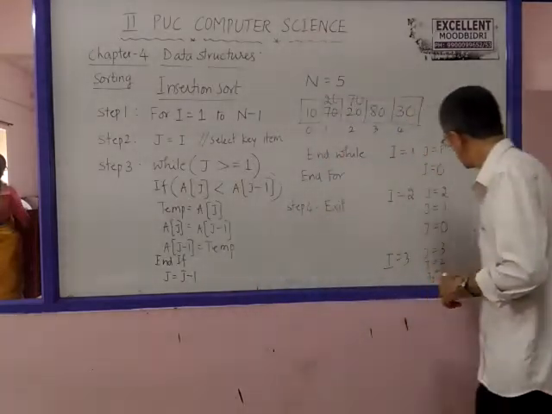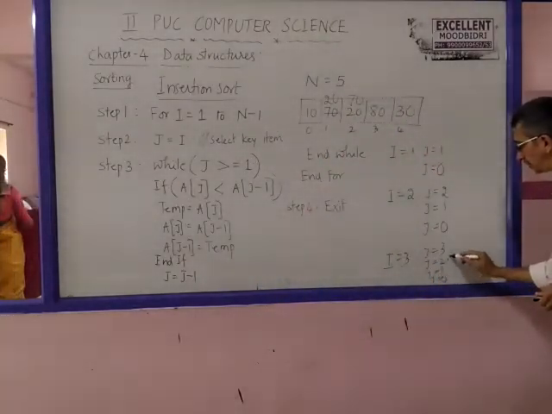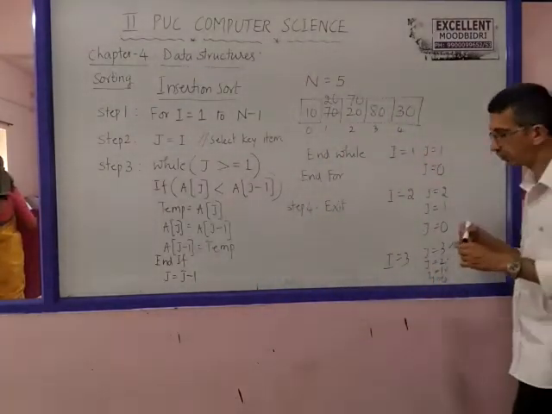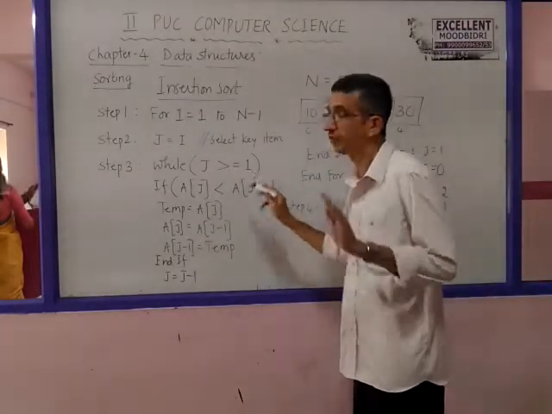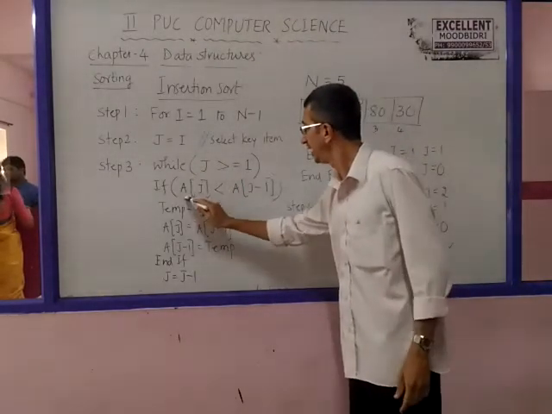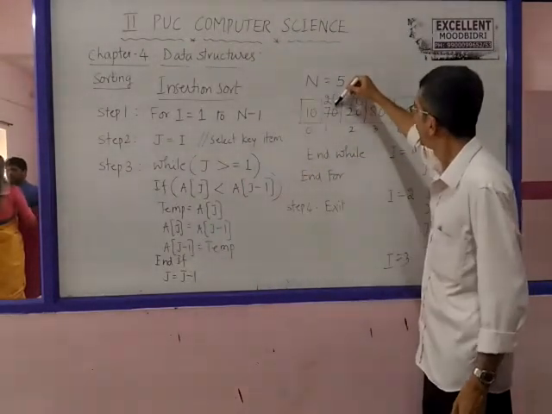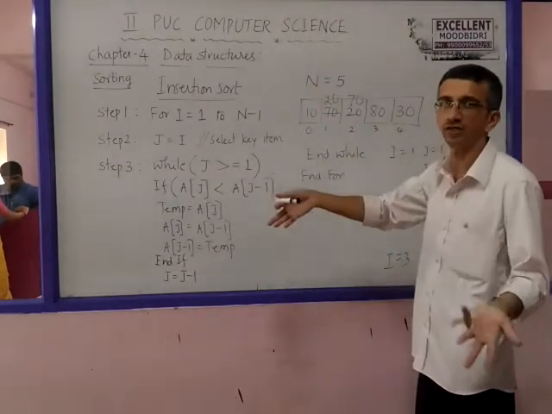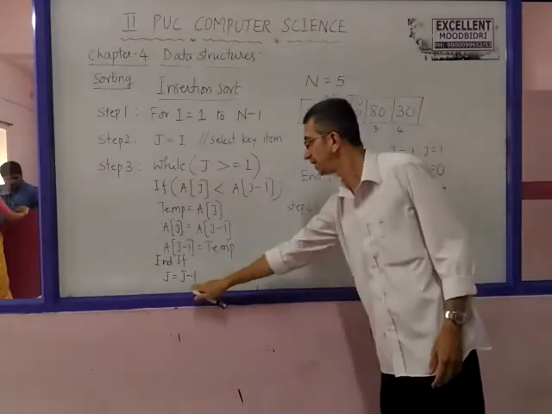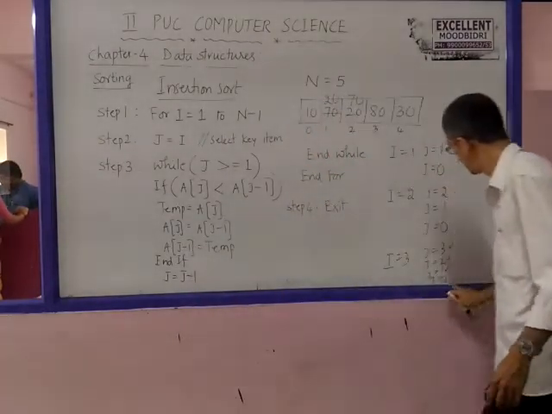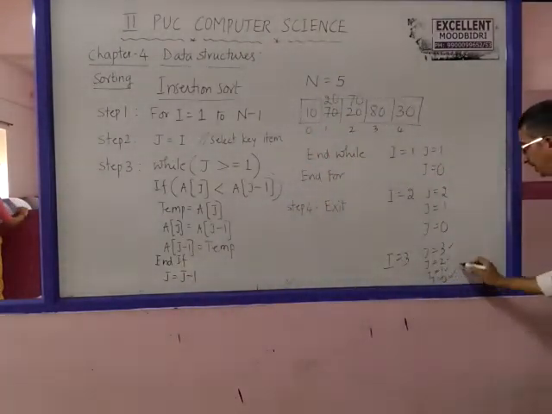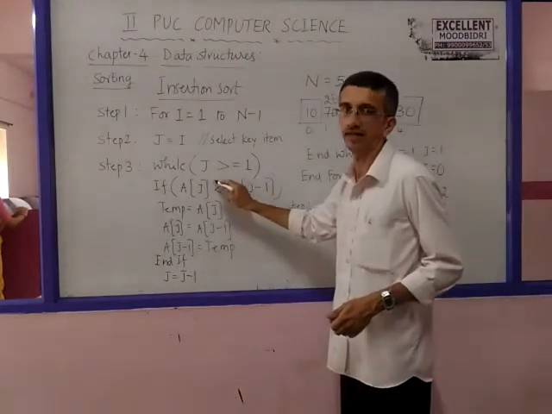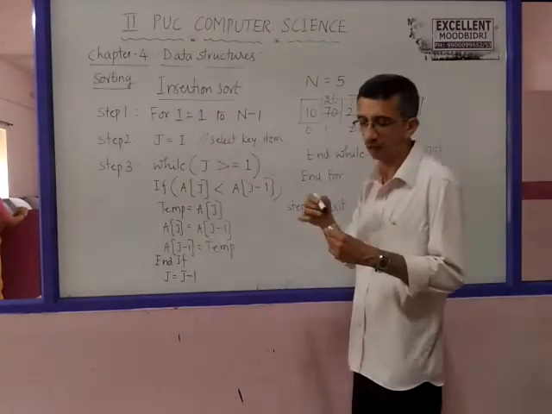J becomes once again 1. Now j becomes 1. 1 is more than or equal to 1 is true. Into that, A of 1, 20 less than 10? No, because we have already seen those. So false. Now j becomes 0 and the while loop terminates. Back to the next value of i.